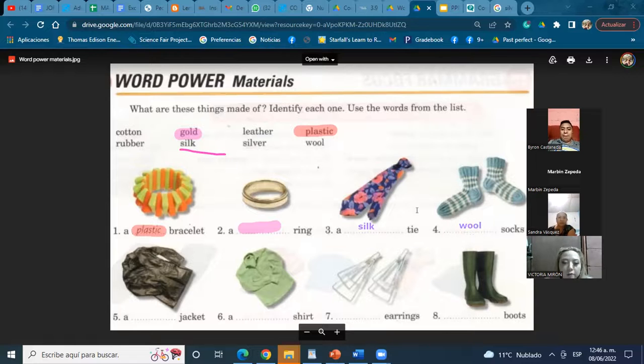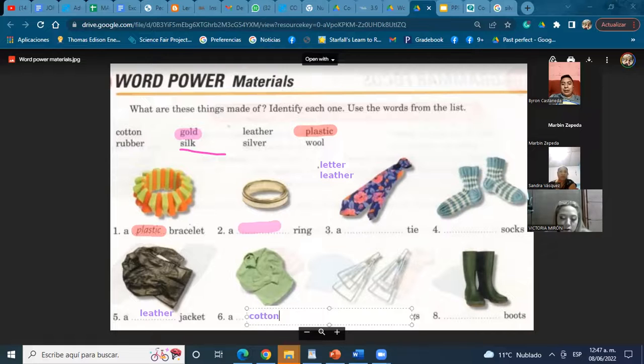A wool sock. Yeah, you don't need a because they're two, okay? Some wool socks. All right, this one? A leather jacket. Yeah, don't say leather, all right? This is leather. Like that. Leather. Okay. This one? A cotton shirt.